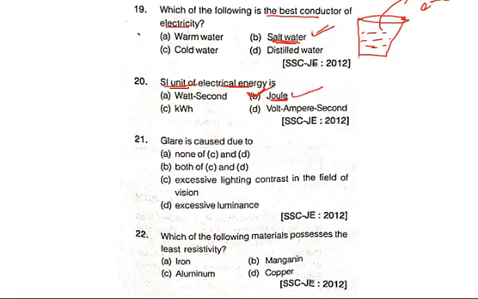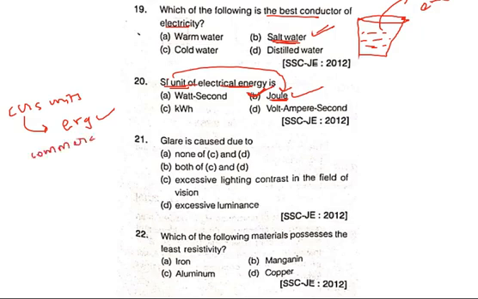And if they ask you the CGS unit of electrical energy, the CGS unit is erg. SI unit is joule. However, the commercial unit, if they ask you, always you have to choose kilowatt hour. Commercial unit of electrical energy is kilowatt hour.